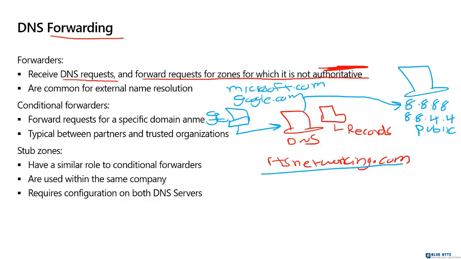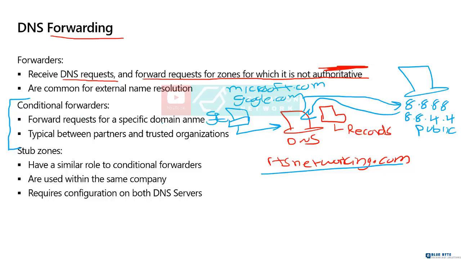This machine will assume responsibility for resolving that name. Once it's resolved, it will pass it back to you. So you'll have complete name resolution for all these things on the internet because your DNS just passes it out to another DNS server. The other type of forwarder is a conditional forwarder. So they call one a forwarder, the other they call a conditional forwarder.